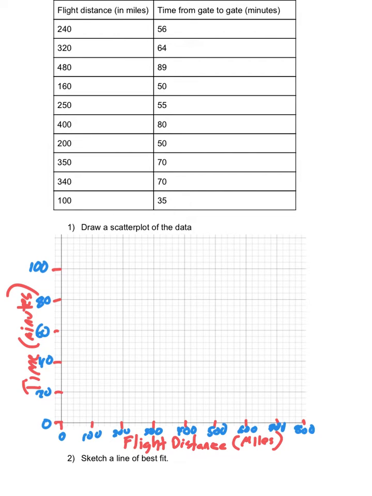Then I need to go ahead and plot my points here. If I look at my first point, it's a flight distance of 240 miles and a time of 56 minutes. So I go to about 240 and about 56 is about here. Find where those two go together, and then I'm going to put a dot right there. Once I plot all of those points, then I'm going to take a ruler out and connect the dots as best I can.